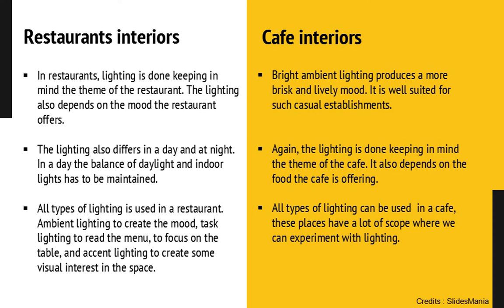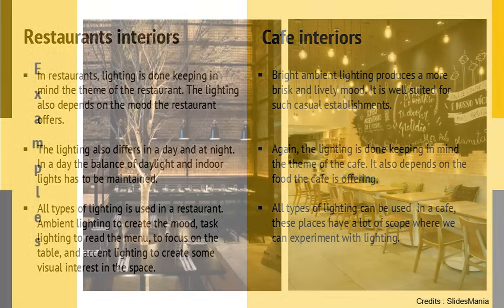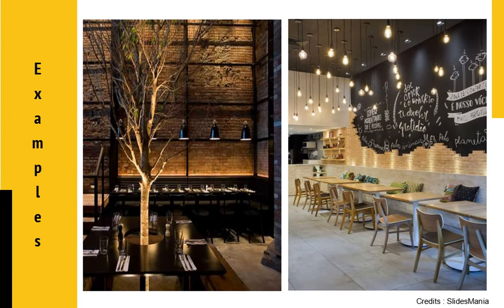While in cafe interiors, bright ambient lighting produces a more brisk and lively mood. It is well suited for such casual establishments. Again, the lighting is done keeping in mind the theme of the cafe. It also depends on the food the cafe is offering. All types of lighting can be used in a cafe. These places have a lot of scope where we can experiment with lighting. Let's look at some examples.